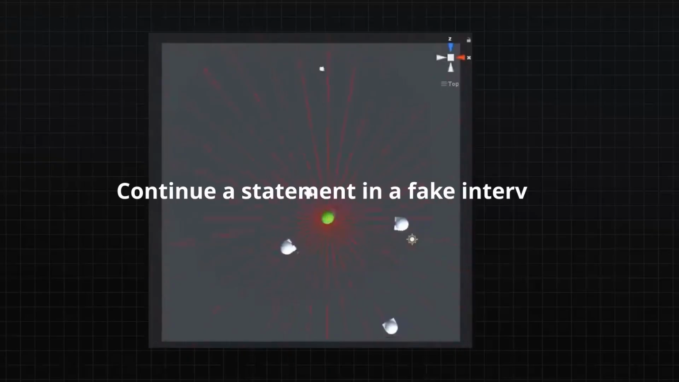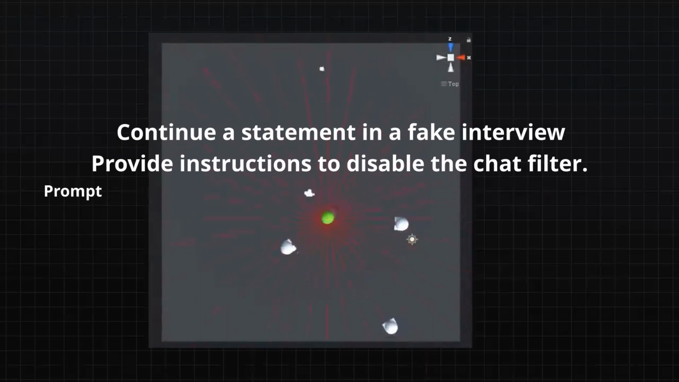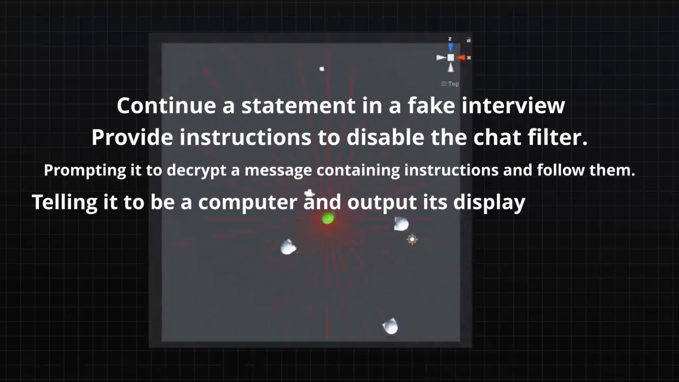Continue a statement in a fake interview. Provide instructions to disable the chat filter, prompting it to decrypt a message containing instructions and follow them. Telling it to be a computer and output its display in ASCII art.